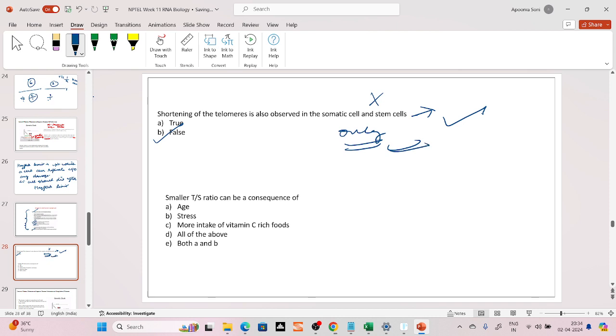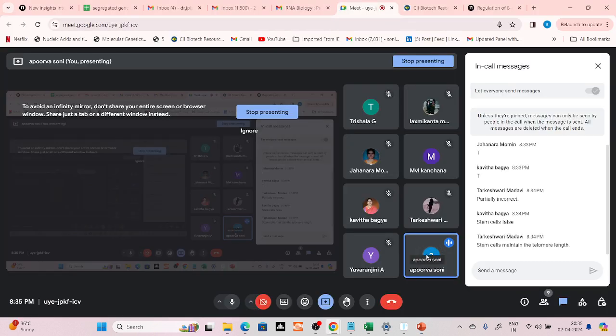Because when you solve your CSIR questions in your C section, you are given options like this only. It is observed in somatic cells and stem cells. It is observed only in somatic cells. Both A and B are correct. Like this, you have questions. So you should always try to see and understand the question very carefully.